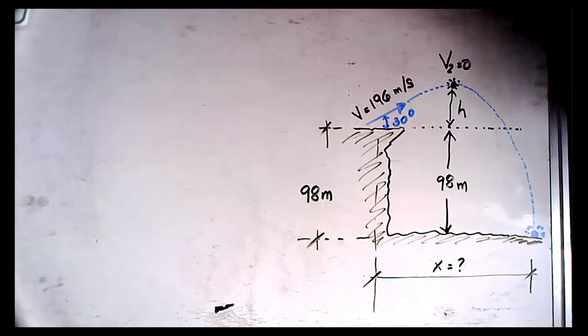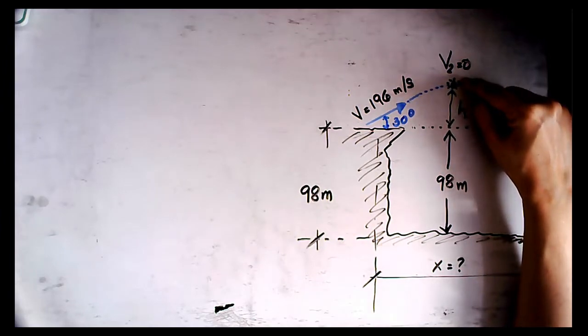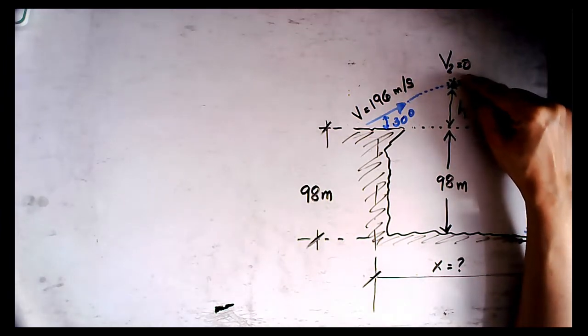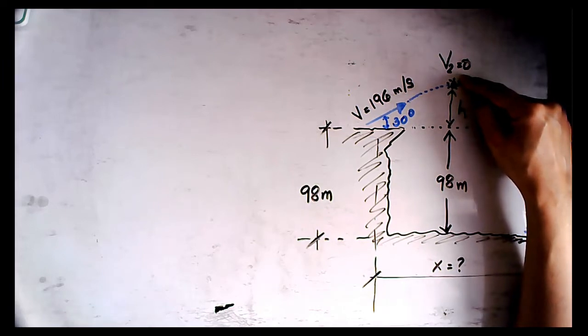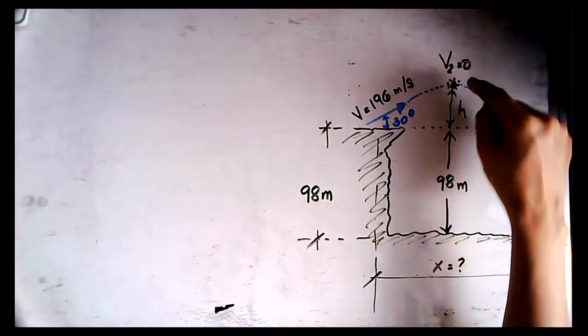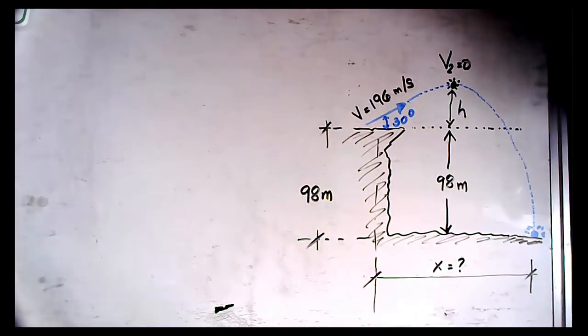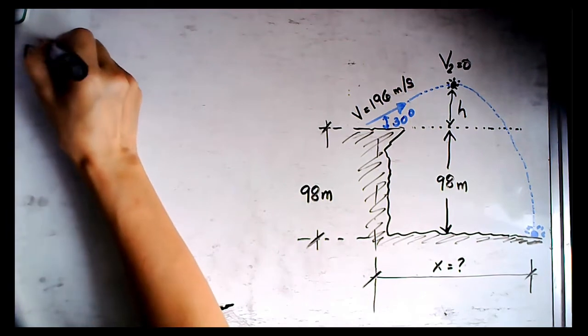The first question is the time to reach the maximum height. If you notice, this is the maximum height that can be reached by the projectile, and at that particular moment, the velocity of the projectile will be equal to 0. That's the first condition. So let's solve for the time to reach the maximum height.